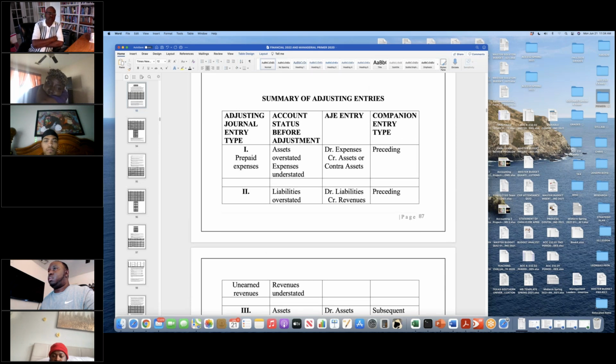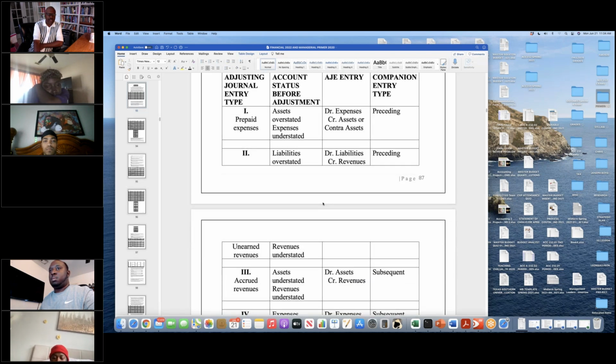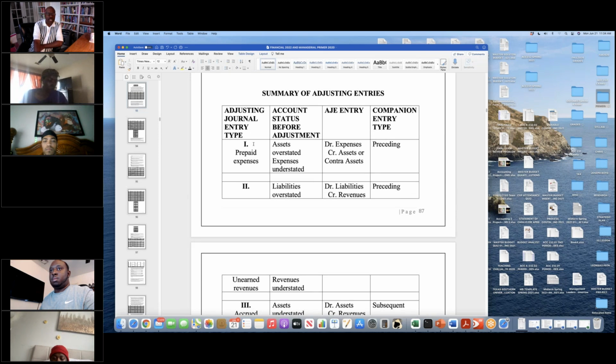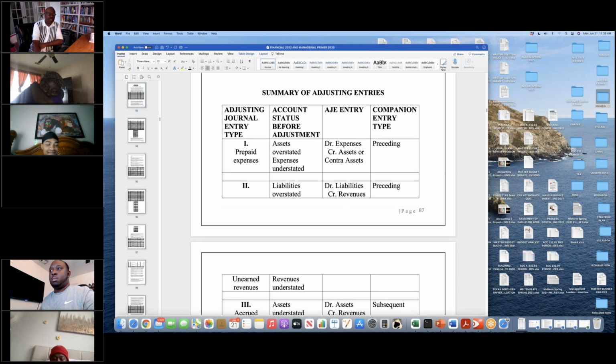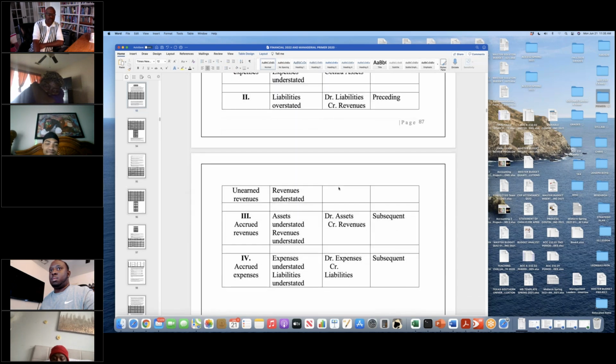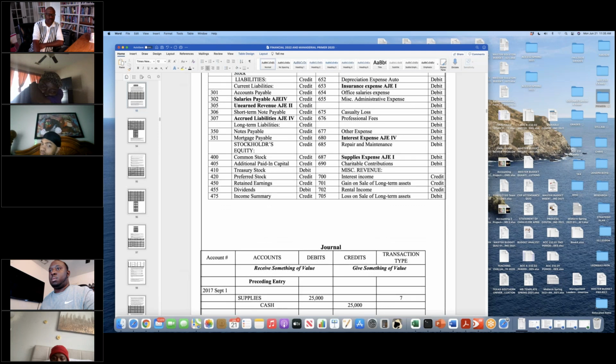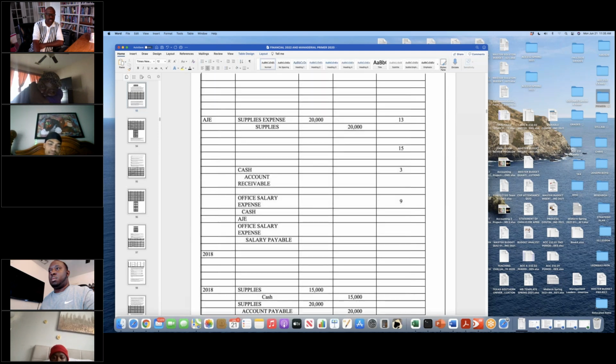And here's a nice summary table where we looked at the types. First of all, the prepaid expenses. That's type 1. Then type 2 is the unearned revenue. In a type 1, there's a preceding entry, and then this is the entry you're going to make. In a type 2, you got a preceding entry also. So this kind of summarizes. And like I said, today we're just looking at 1 and 2. We looked at 2, the unearned revenue. Now we want to look at some prepaid expenses.